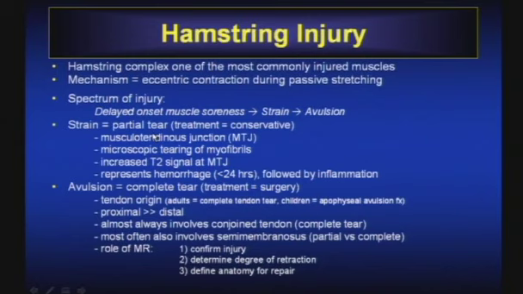So we're just kind of switching our pathology in this case to the muscular tendinous junction, or to the tendon attachment rather, in enthesis. As we consider the role of MR, we want to confirm the injury, we want to determine the degree of retraction, and define the anatomy for a surgical repair, if that is the question that needs to be answered.